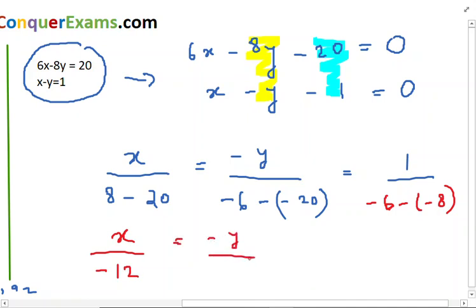minus y divided by 20 minus 6, which is 14, is equal to minus 6 plus 8 or 2, so 1 by 2. And you get your answer: x is nothing but minus 12 by 2, which is minus 6, and y, which is 14 by 2, is 7, and that's minus y, so y would be minus 7.